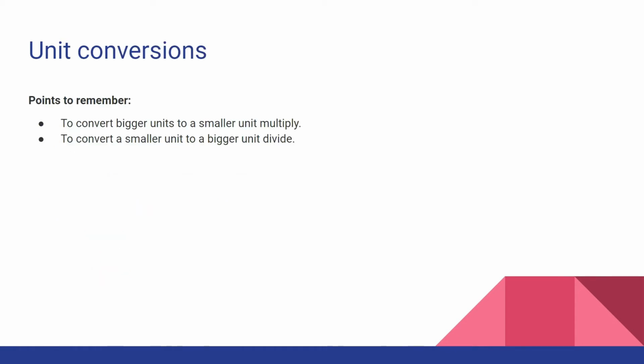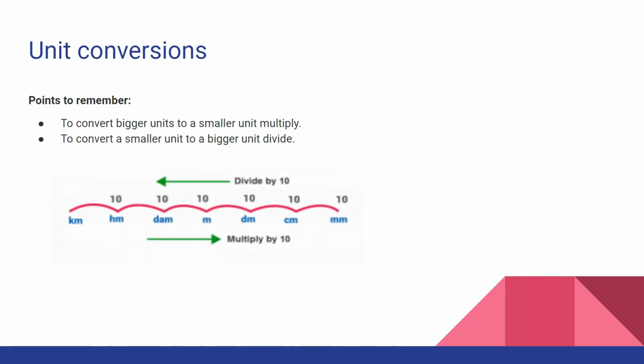Unit conversions. Point to remember: to convert a bigger unit into a smaller unit, we always have to multiply. To convert a smaller unit to a bigger unit, we have to divide. Some unit conversions are given. In this you have to remember the conversion of millimeter to centimeter, centimeter to meter, and meter to kilometer.